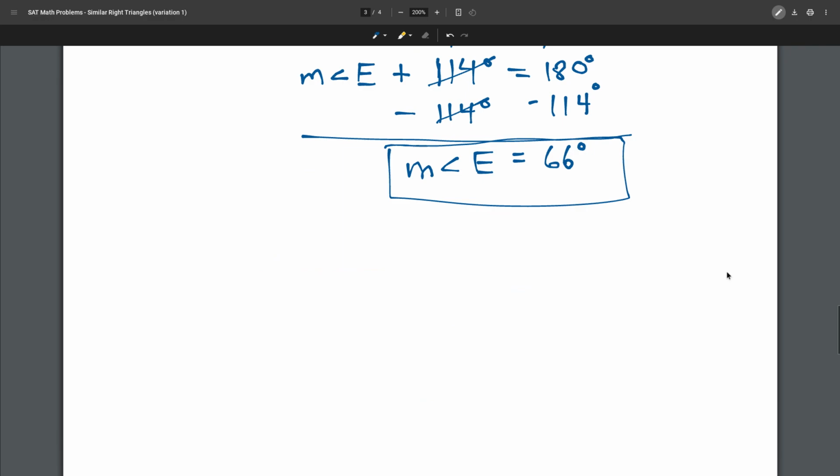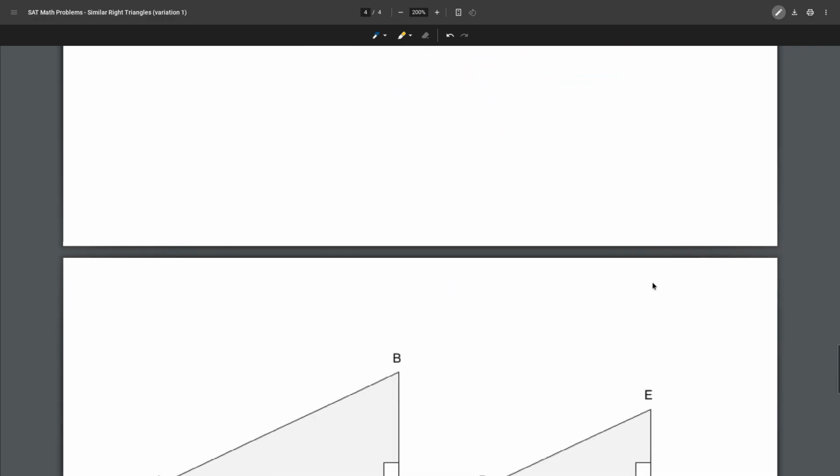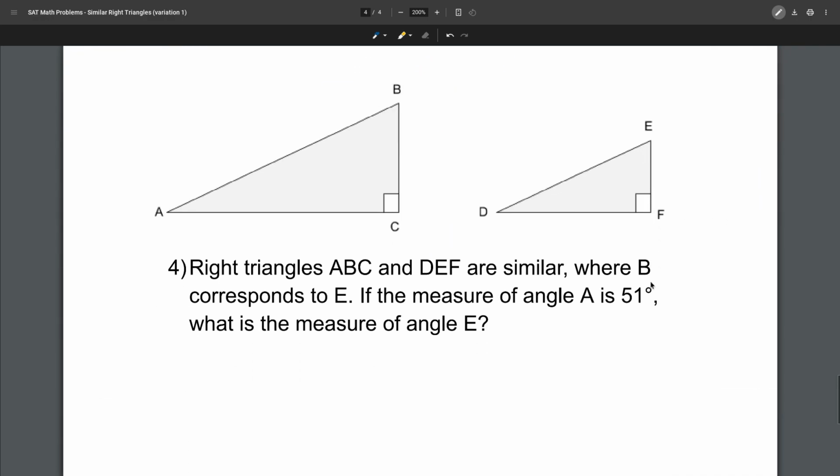Okay, let's go to our last problem here. Okay, pause the video if you need to. All right, number 4. Right triangles ABC and DEF are similar, where B corresponds to E. Okay, so B corresponds to E. If the measure of angle A is 51 degrees, what is the measure of angle E?